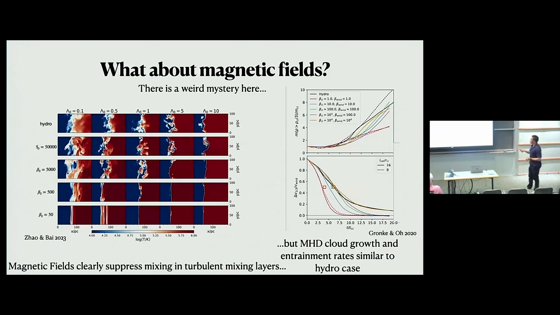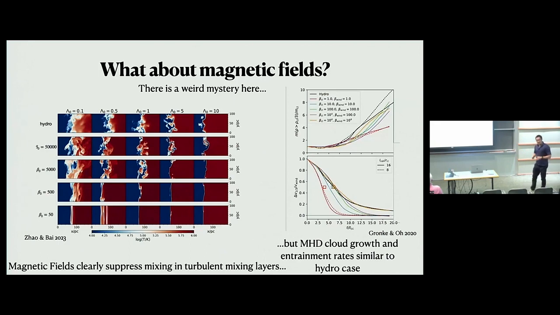So this beta here is something that we use to denote the initial ratio of gas to magnetic pressure. So high beta is weak magnetic fields. You can see even when the magnetic fields have an energy density that's very small initially, it grows until it just suppresses mixing at the interface.